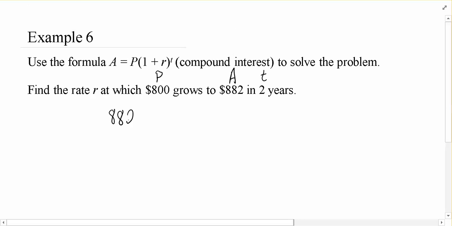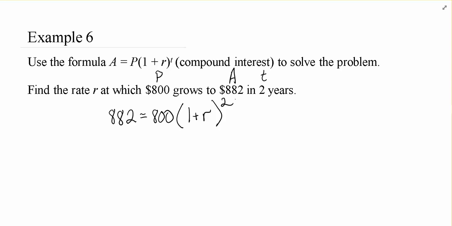So let's plug these values into our formula. We have A equals P times 1 plus R to the T power. So given this equation that we're trying to solve for R, what I want you to see is that we almost have a perfect square by itself on one side. The stuff I have highlighted is a perfect square. The stuff that's not a perfect square is the 800 sitting next to it. So we want to get rid of that.